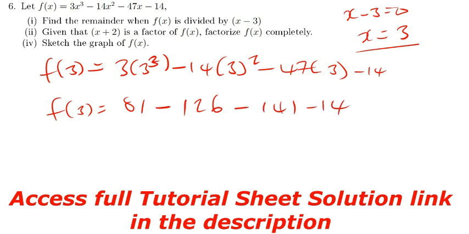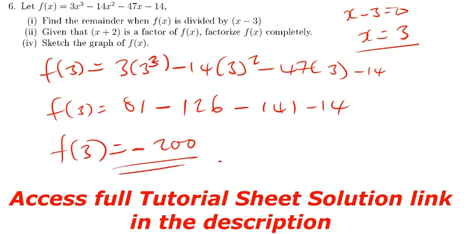Minus 14. So now f of 3 will be 81 minus 126 minus 141 minus 1, or minus 14. So that should be negative 200. So this is my remainder. So the remainder is negative 200. Now after finding the remainder, part 2 is saying given that x plus 2 is a factor of f of x, factorize completely.